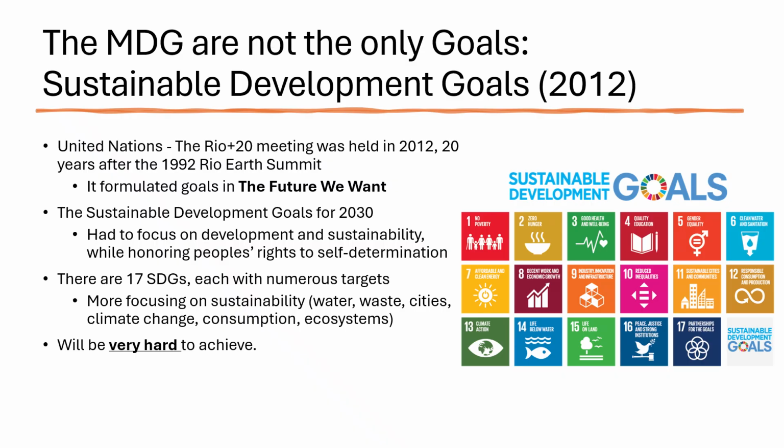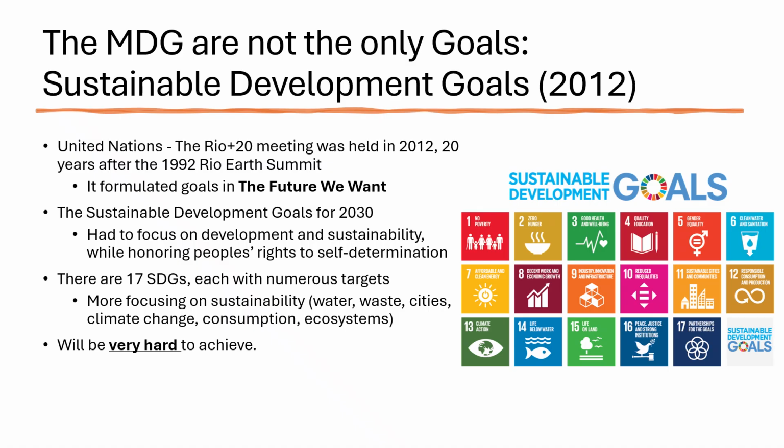So in 2012, the United Nations reviewed those goals. Those 8 goals are still maintained, but in addition, Sustainable Development Goals were proposed. Those goals were formulated in a document called The Future We Want, and back in 2012, countries proposed to reach them by 2030. So the goal is to help those countries develop and still maintain sustainability.